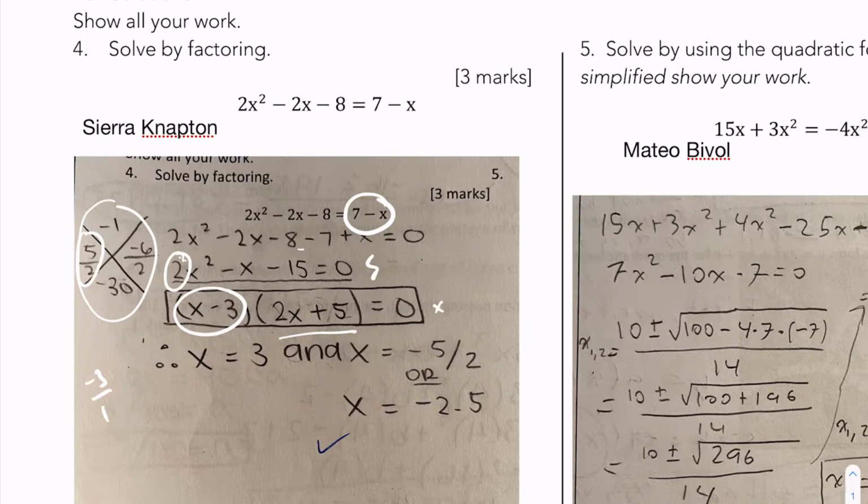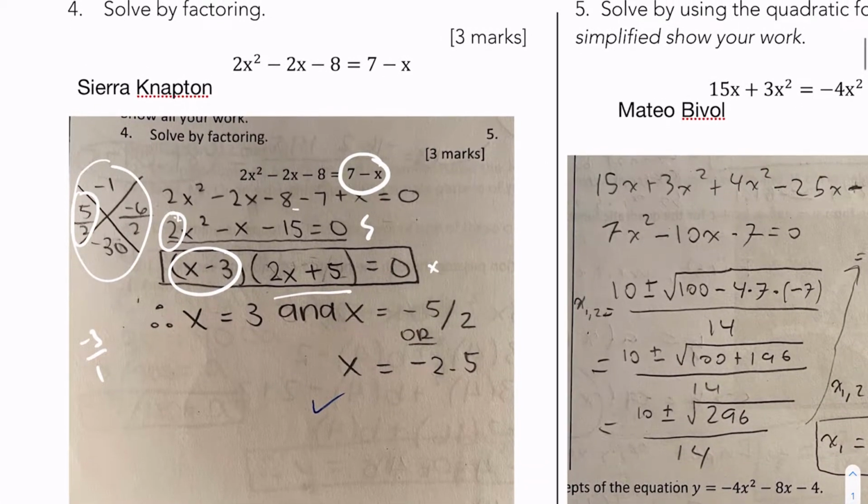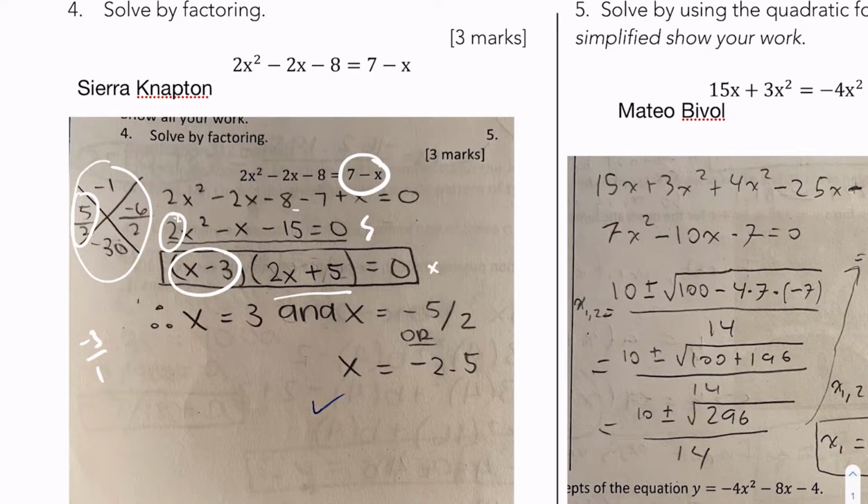Now, one observation I noticed when marking a lot of these tests was that some of you stopped at this stage, right? You stopped right here. And remember, the question asked, solve. Solve means to find the roots. So it wasn't enough to factor. You actually had to get the values of the roots. And because in this case your fraction, -5 over 2, works out as a terminating decimal, that was acceptable.